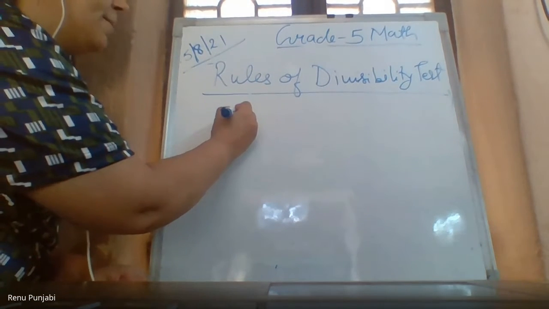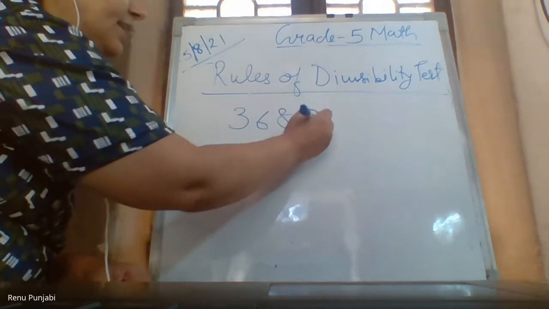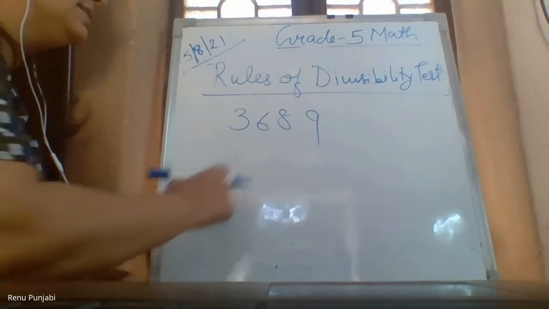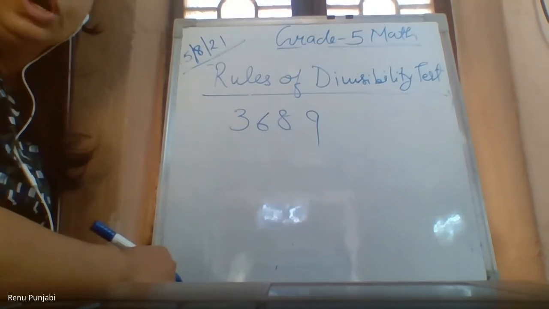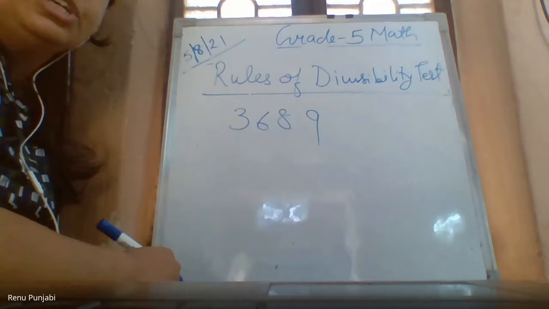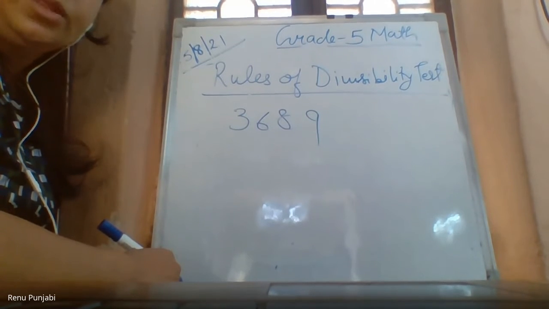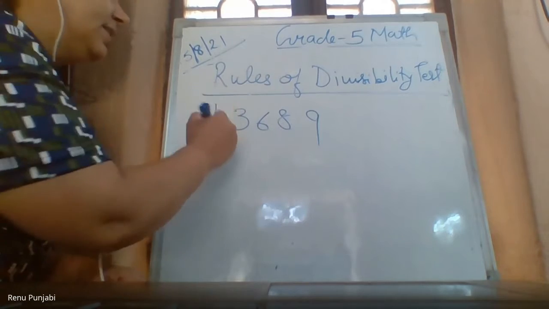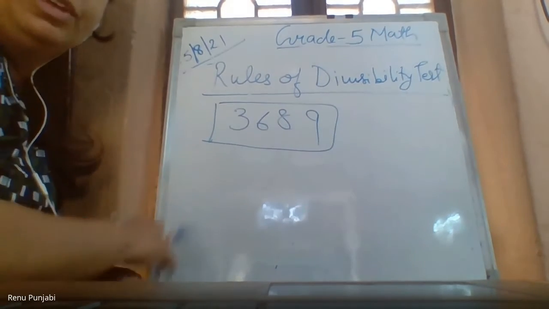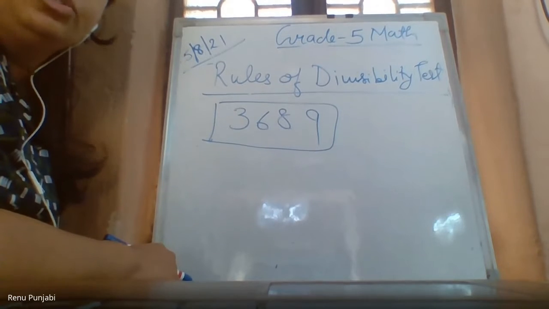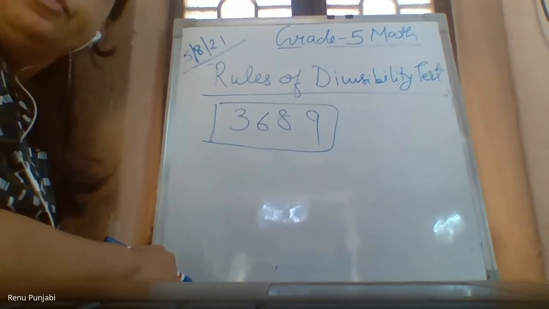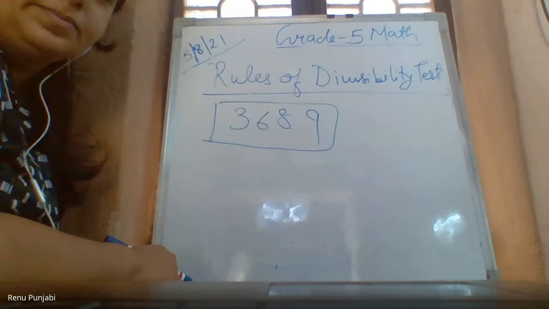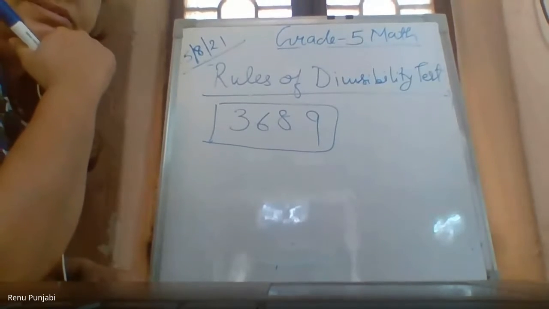If I am giving you any number, 3, 6, 8, 9, and I am asking whether this number is divisible by 2 or not, how will you check? Write it in the chat box. How will you check whether this number is divisible by 2 or not without doing the actual division? आप actual division के बिना कैसे check करोगे? Priya, you will not be able to check? Ma'am, can I tell? I know. Okay. Yes, Aryaman. Very good.